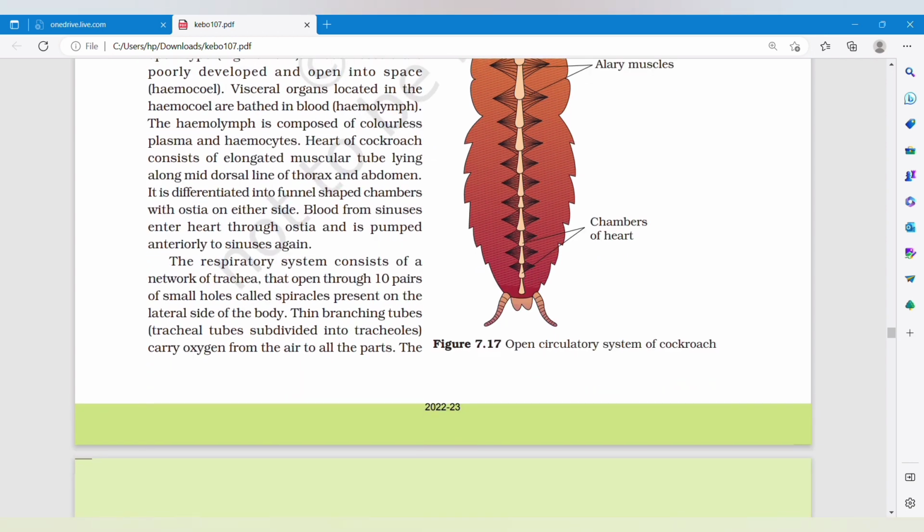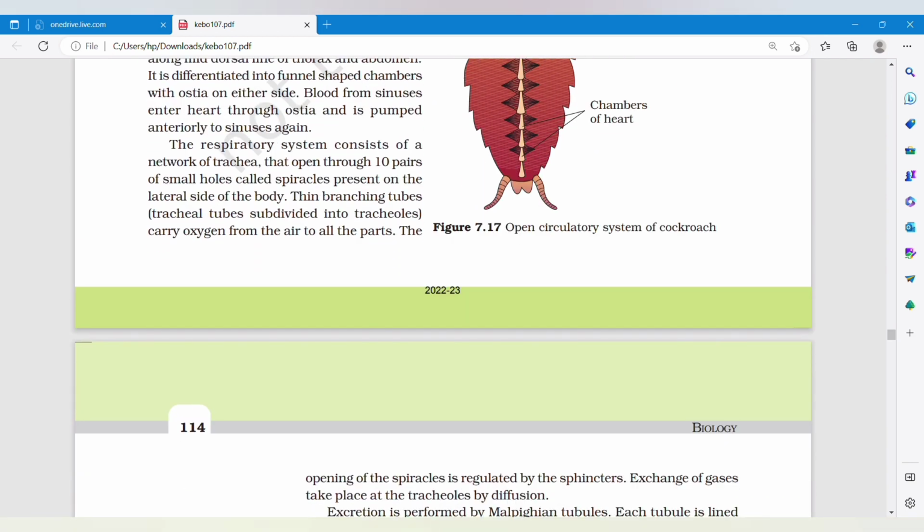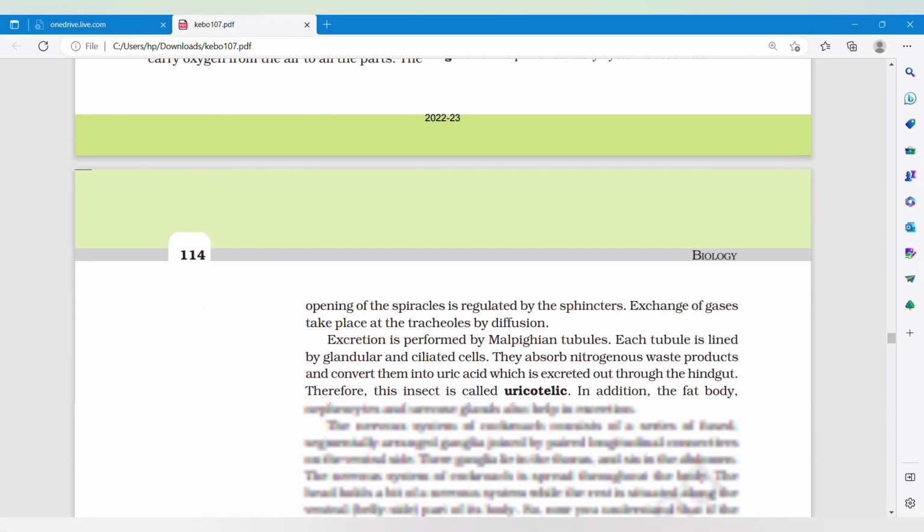The respiratory system consists of a network of trachea that opens through 10 pairs of small holes called spiracles present on the lateral side of the body. Thin branching tubes, that is tracheal tubes, subdivided into tracheoles, carry oxygen from the air to all parts. The opening of spiracles is regulated by sphincters. Exchange of gases takes place at tracheoles by diffusion.